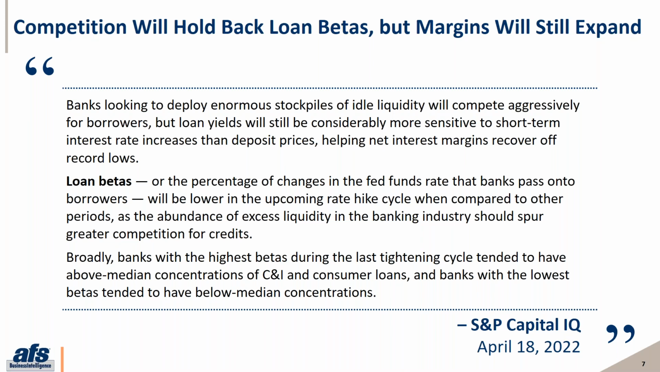The authors here believe that excess liquidity in the banking sector will spur competition for credit, and they anticipate that loan betas in the coming years will be beneath what we saw during the previous Fed tightening cycles. This notion of competition and loan betas is an interesting one, and later on we will approximate loan betas for various industry subsectors. And now for the next part of today's presentation, I turn it over to Rob Lynch for an in-depth view of loan growth. Rob?